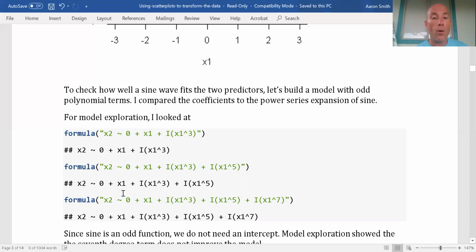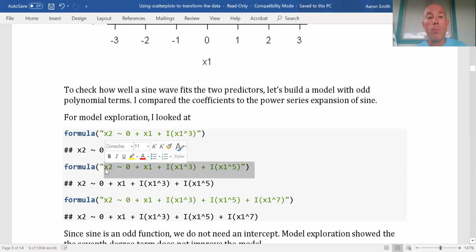So if you look through here, you'll notice that x2 depends on no intercept, x1, that's the degree 1 term, the cube term, degree 3, the 5th power, the 7th power. Now, during model exploration, I found that this 7th degree term did not add to the model. Why is that? Because there's some variability in the data. It's not a perfect functional relationship. So I said, hey, that looks like a good model formula for me to work with.